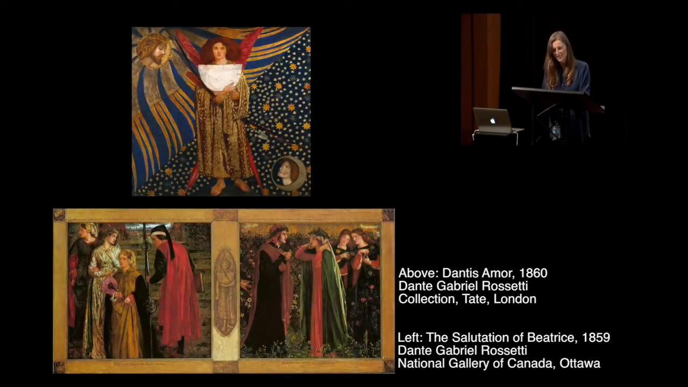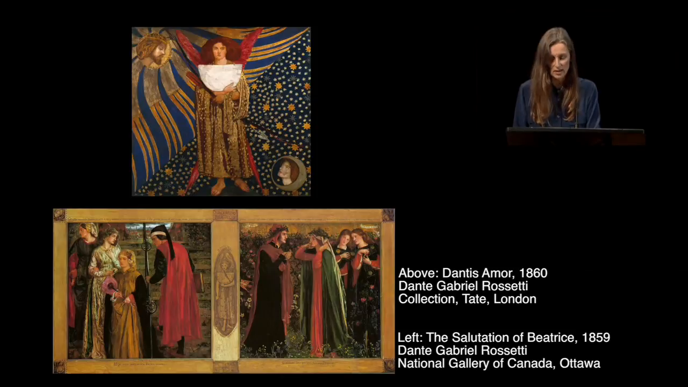Morris studied classics at Oxford. He may have been amused or irritated, but he would have understood the allusions in Dante Gabriel Rossetti's Dante's Amor. The three panels are now in the Tate in London and in the National Gallery of Canada in Ottawa, but we can look at them together here as they were intended to be seen in the Red House living room.